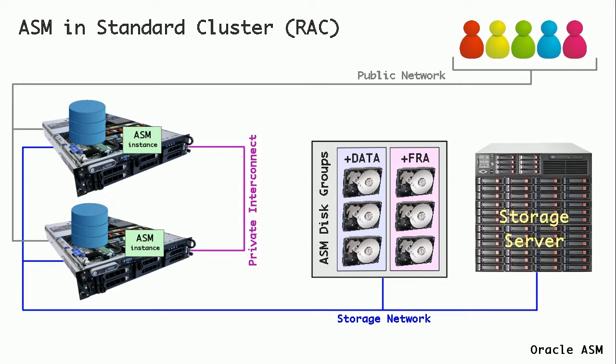In a standard Real Application Clusters configuration, if ASM instance on one node fails, then databases on the same node will also fail. In other words, every node in the cluster needs to run an ASM instance. This restriction is removed in Oracle 12c using a new feature called Oracle Flex ASM.